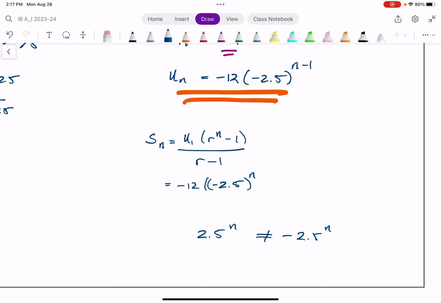What I meant to say was this is not the same as this. That's what I meant to say. And they're not the same. This right here, this means 2.5 to the power of n, all made negative. This here means negative 2.5 times itself n times. And always got to be really careful with that. And so those brackets there, I'll just make it a little bit neater, are really, really important.